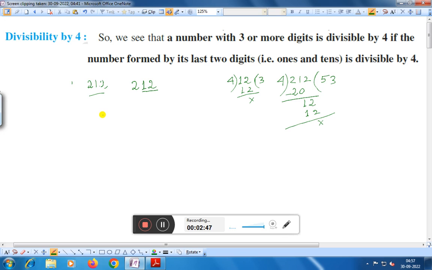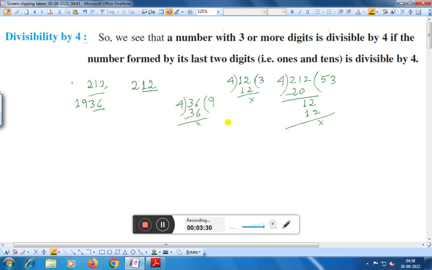Let us take another example. For example, I am taking 1936. The last two digits are 36. Now 36 is divisible by 4, for example, 4 nines are 36. Therefore, this number is also divisible by 4.